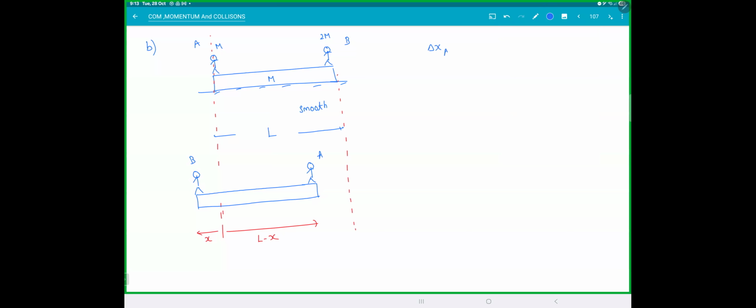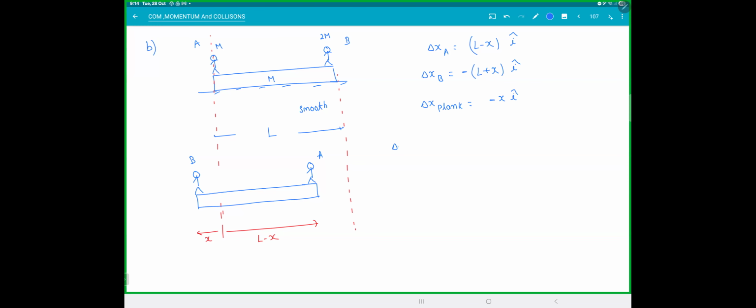So delta X of A is (L minus X) i cap. Delta X of B, this person walked L plus X backward, so minus (L plus X) i cap. Delta X of the plank, I assumed it backward, so minus X i cap. Please check these three distances first. Does everyone agree that B has walked L plus X? Clear with this? And I gave all the masses capital M only.